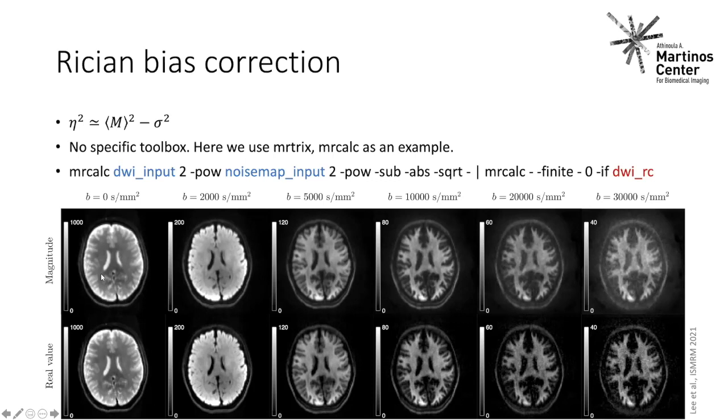So we can see the results here. Here shows the spherical mean signal of the magnitude image and the real-valued image with MPPCA and Rician noise floor correction. And we can see for high b-values higher than 5,000 and up to 30K s/mm², we can see the effect of this expression on bias correction.